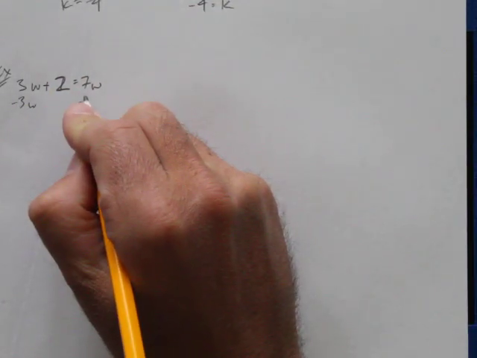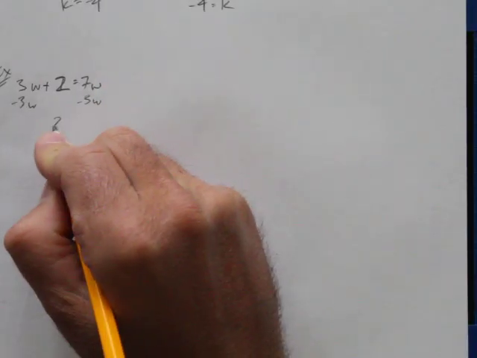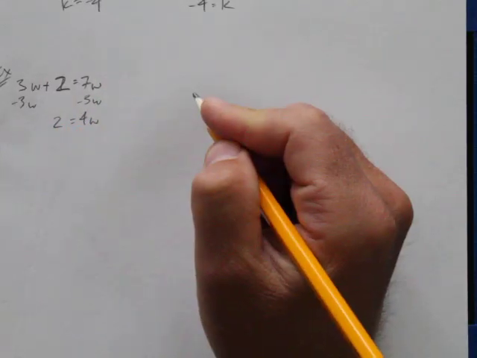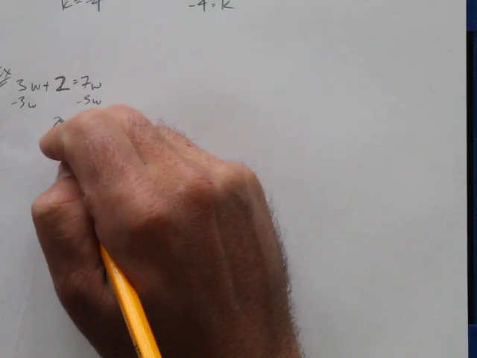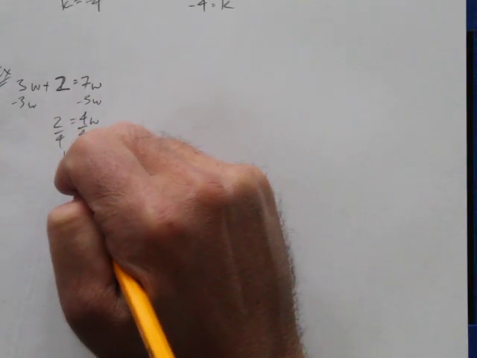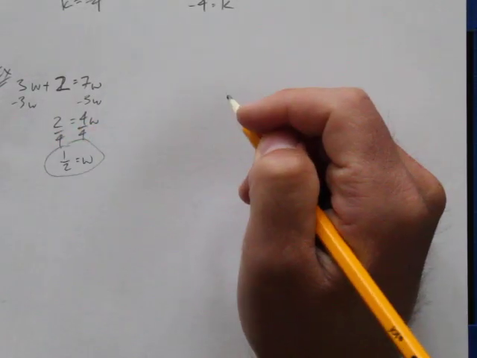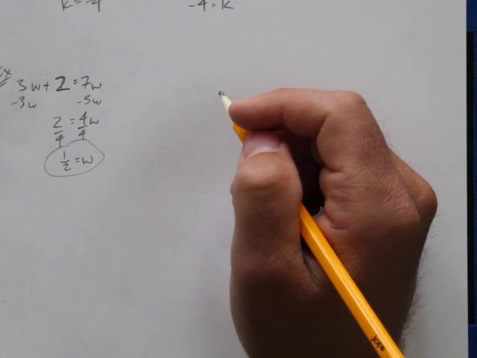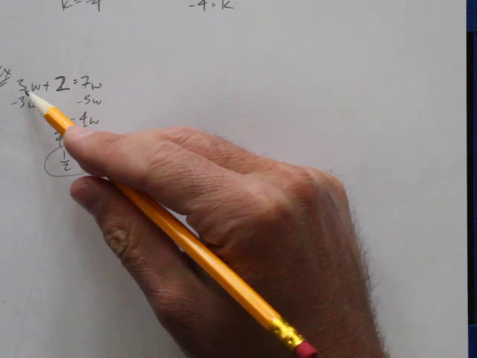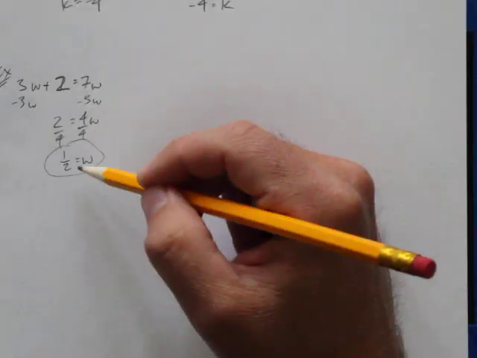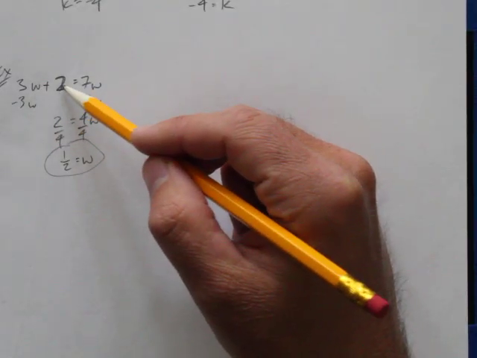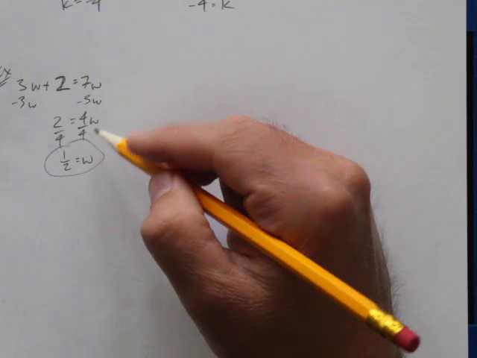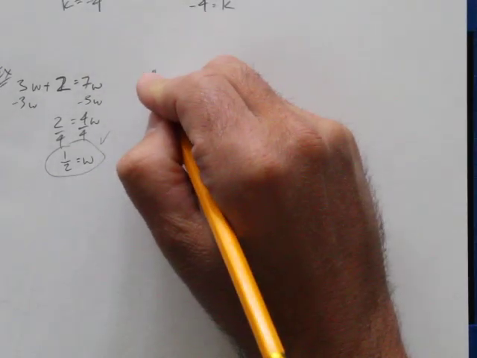All right, so I'm going to subtract 3w from each side. So I've got 2 equals 4w. And then I divide both sides by 4, and I get 2 divided by 4 is 1/2. 1/2 is w. Now I can plug that 1/2 back in. I would see that it is correct here. 3.5 here. 1.5 plus 2 is 3.5. So that checks out.